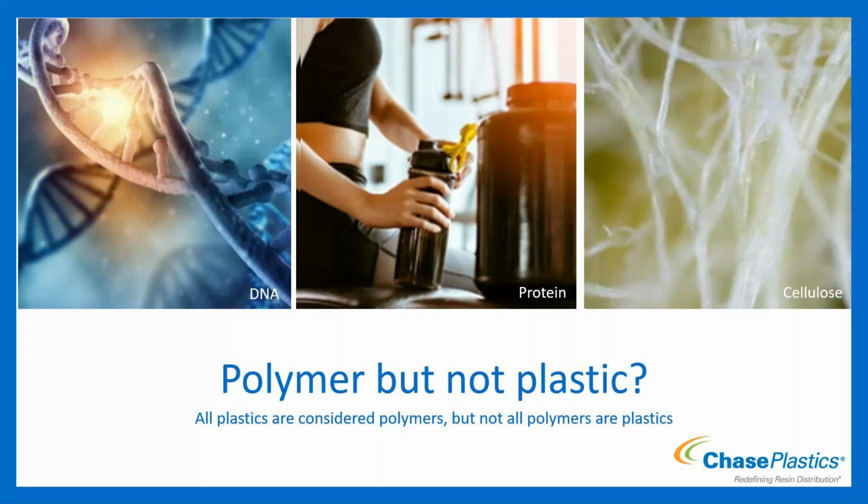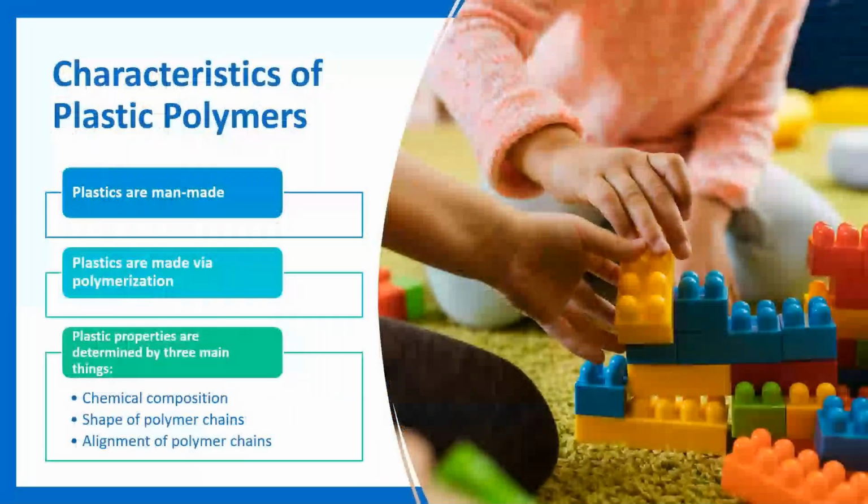Now we talked about the term polymer, what it means and why we use it. We'll get into some more of the characteristics of our plastic polymers. The first thing to note is that plastics are man-made. They're not just occurring in nature and something that we then harness. It's something that we have to force into being made, and we make them via a process called polymerization. I'll go over a couple of the common ones a little bit later.